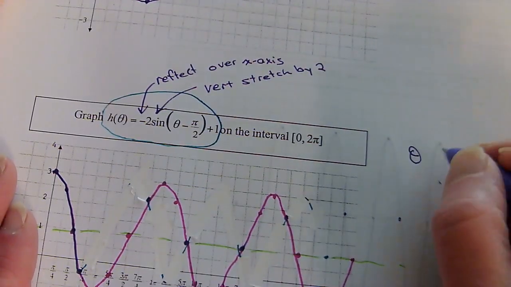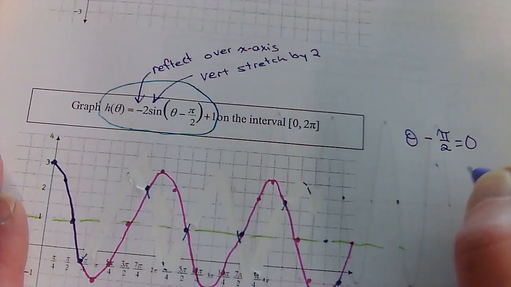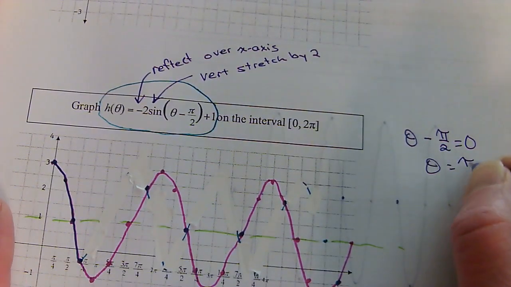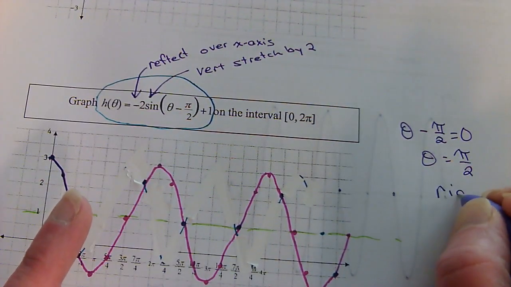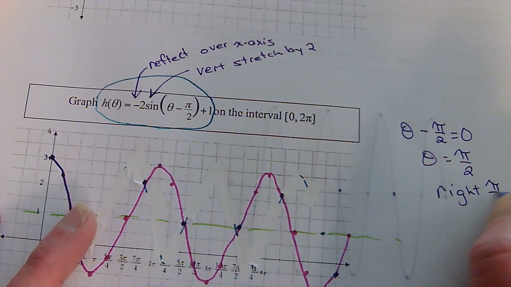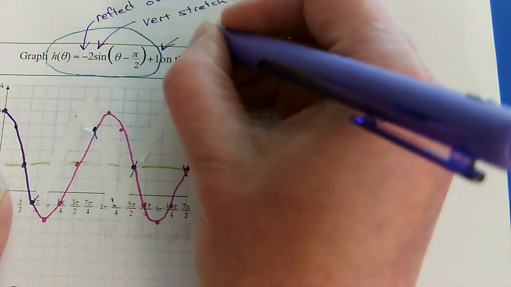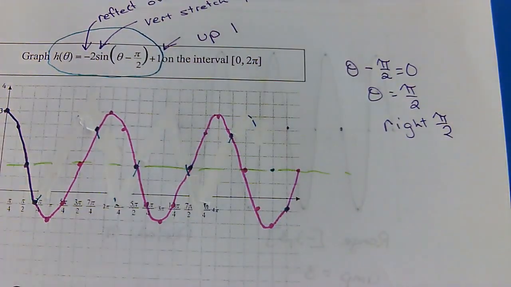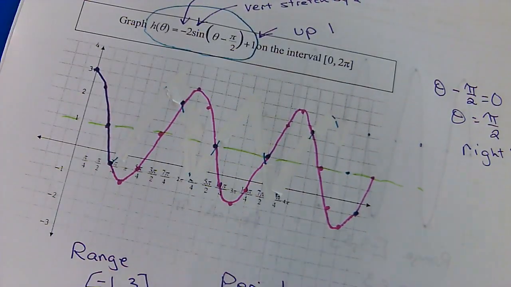Now to talk about left or right shift, I'm going to take what's in the parentheses and set it equal to 0, and I get pi over 2. So we have a shift right pi over 2, which makes sense because I'm subtracting pi over 2. The plus 1 at the end makes the whole graph go up 1. That's why my midline is now at 1.